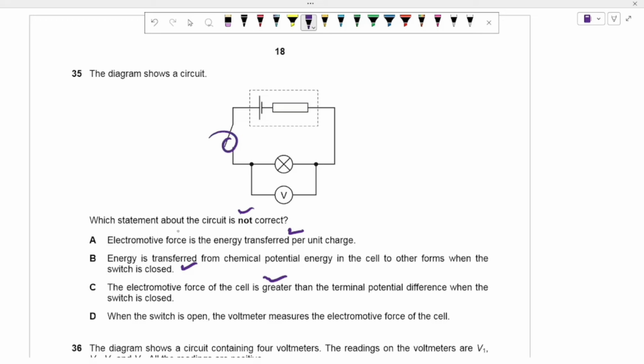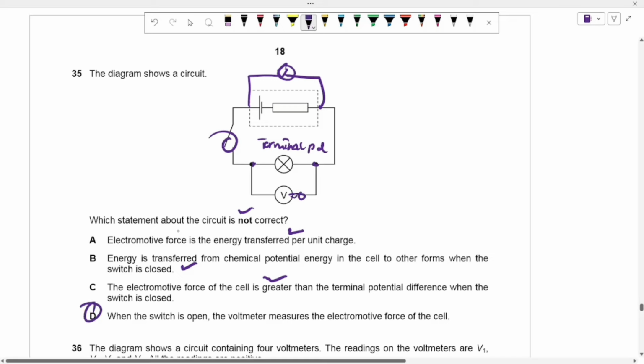So this voltmeter is measuring the terminal PD. If it was supposed to measure the EMF, it was supposed to be here, then it would make sense. But here there's nothing, so it's measuring nothing. It's measuring 0. The voltmeter will read 0. So D is not correct. In this case, D is the correct answer.